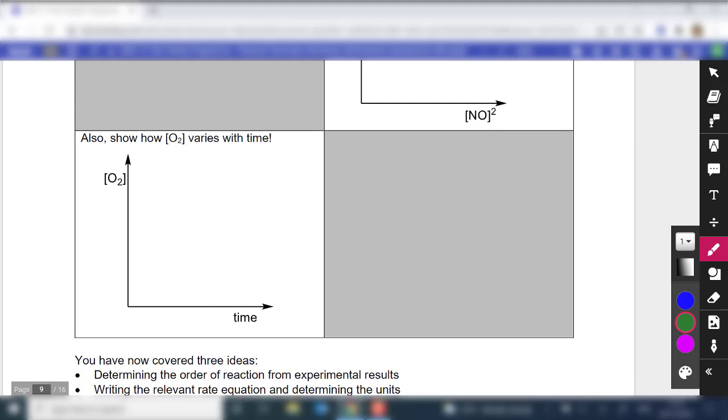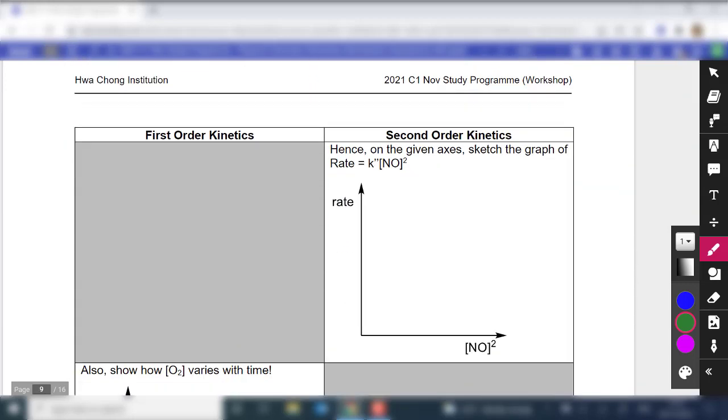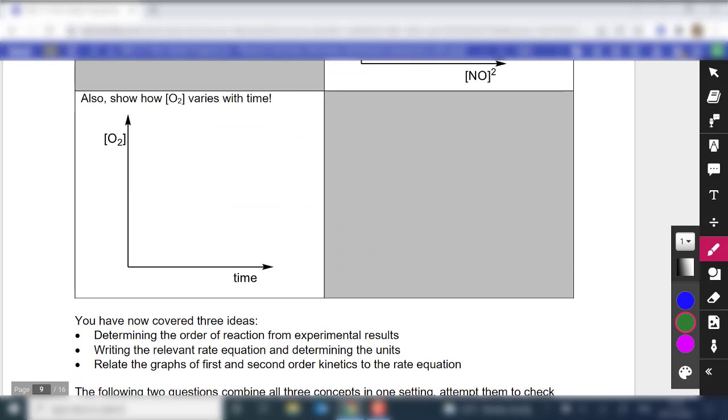The next series of graphs that is important will be concentration against time. As you are aware, the order of reaction with respect to oxygen is first order, and NO is in excess. So in this case, I'm going to expect a constant half-life, which will look like this. It will be an exponential decay downwards. Sorry that I can't really sketch it very nicely over here.